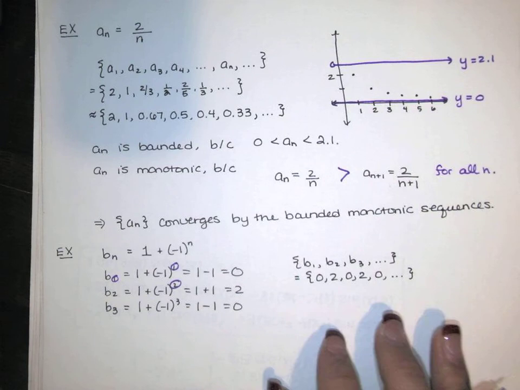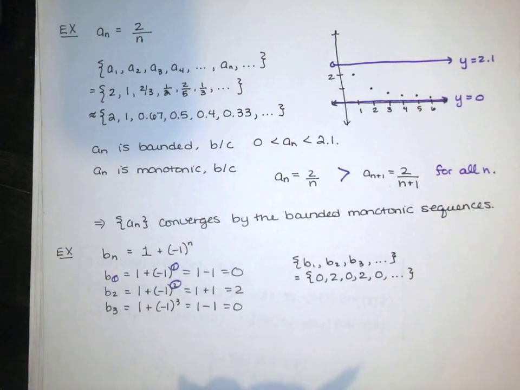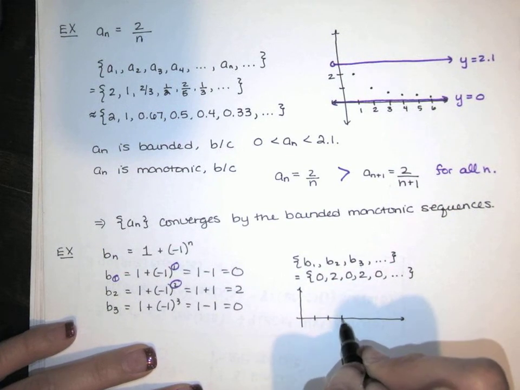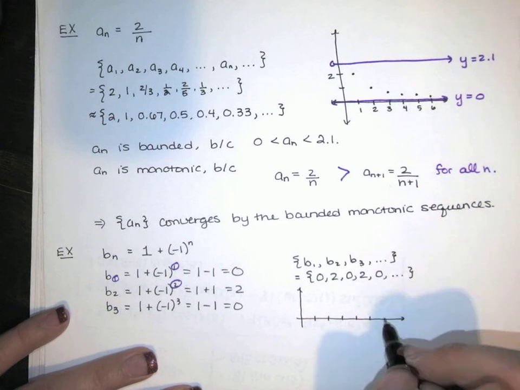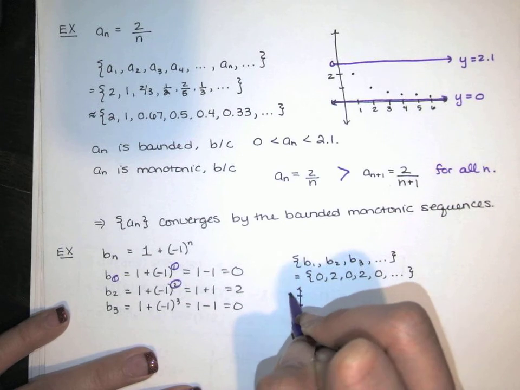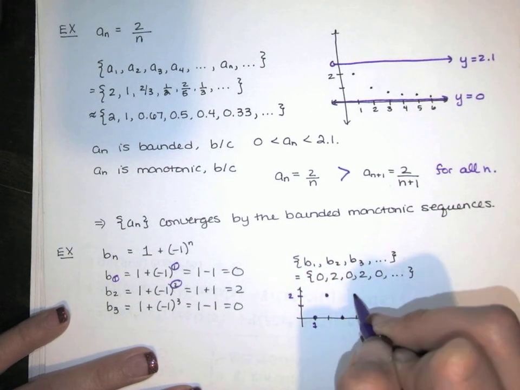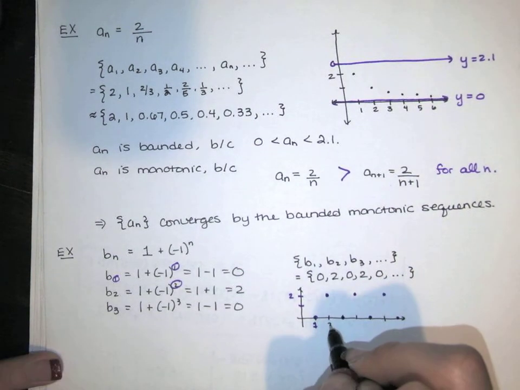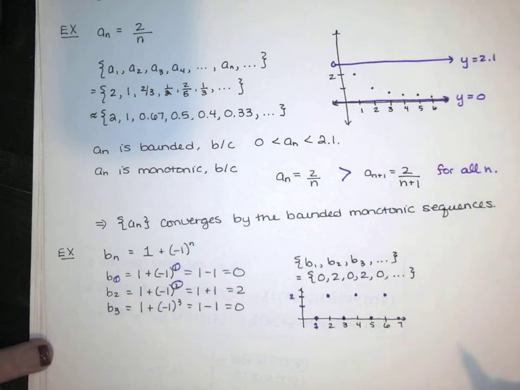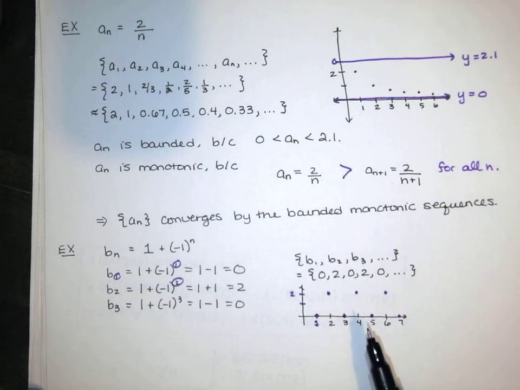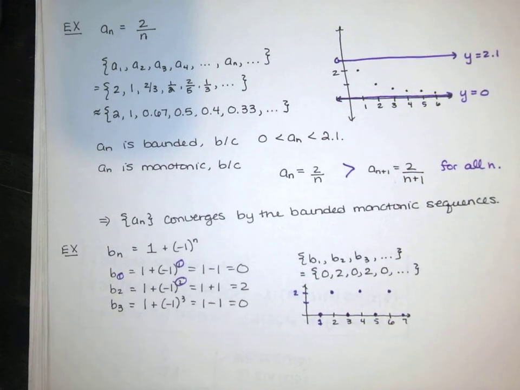Now we know already that since this has two subsequences that converge to different numbers, half the time it converges to 0, the other half of the time it converges to 2. So my graph looks like this. At n equals 1, we get 0. At n equals 2, we get 2. Then we get 0. Then we get 2. Then we get 0. Then we get 2. Then we get 0. And so on. That's 1, 2, 3, 4, 5, 6, 7, and so on. Okay, so we know that that's true. We know that this diverges from what we've already talked about with subsequences.